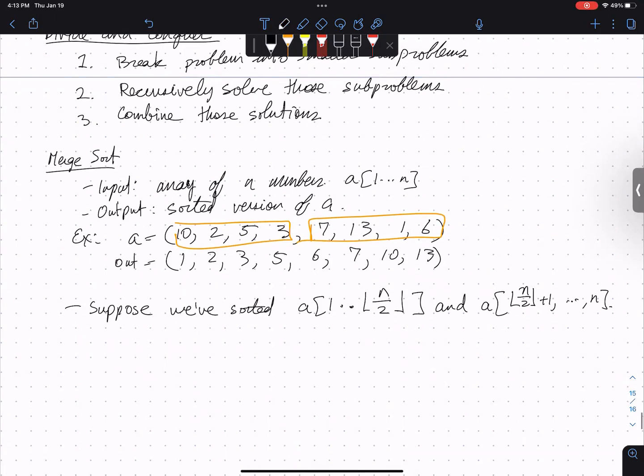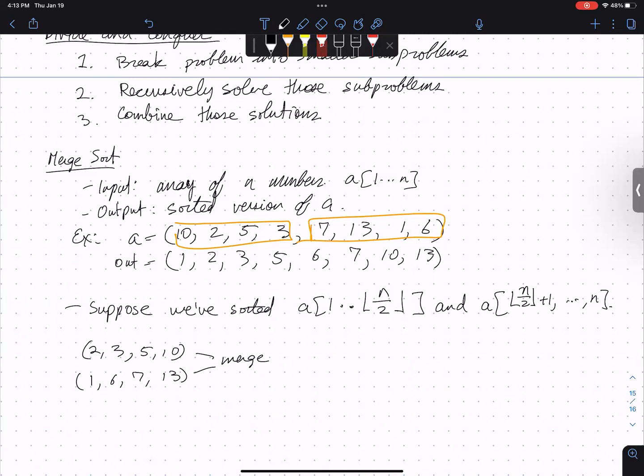So we have sorted 2, 3, 5, 10. And we've sorted the right half. Okay, so how do we merge the two? Now, obviously we can merge the two, but the point is we want to keep the running time low.